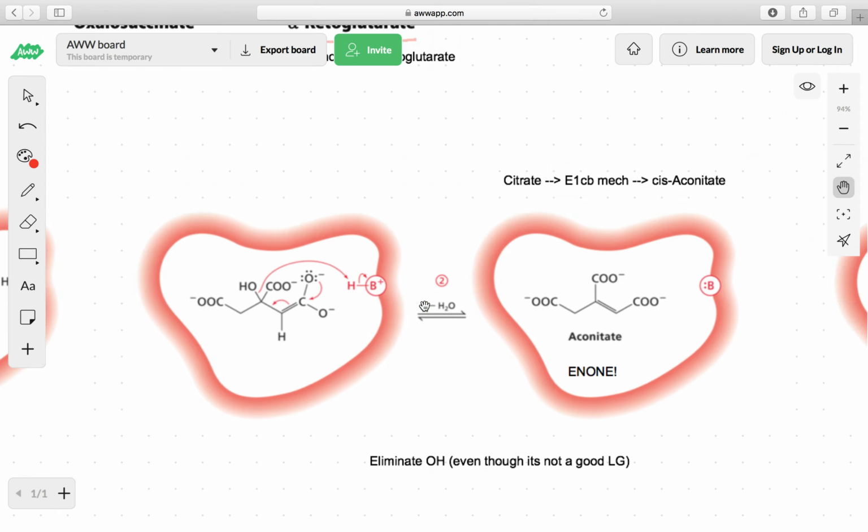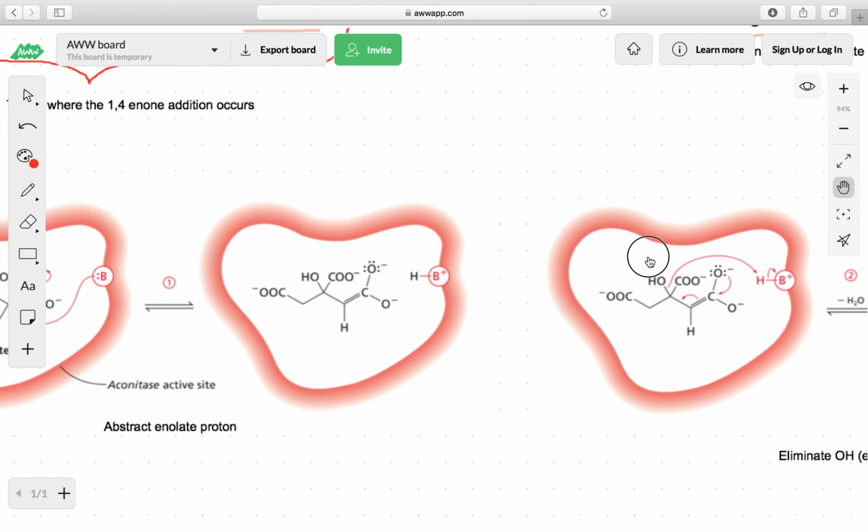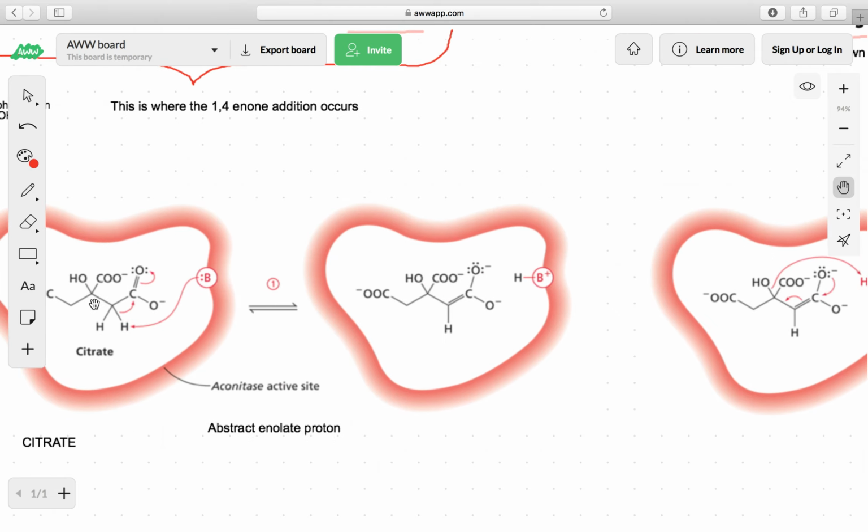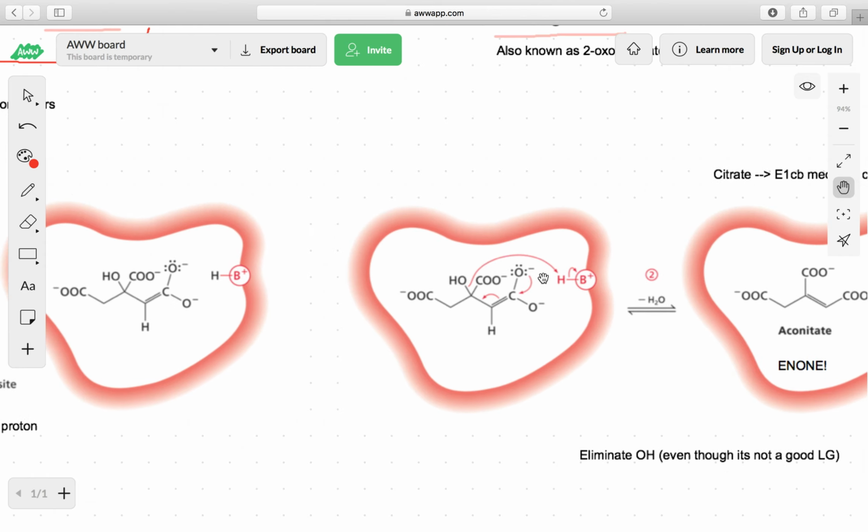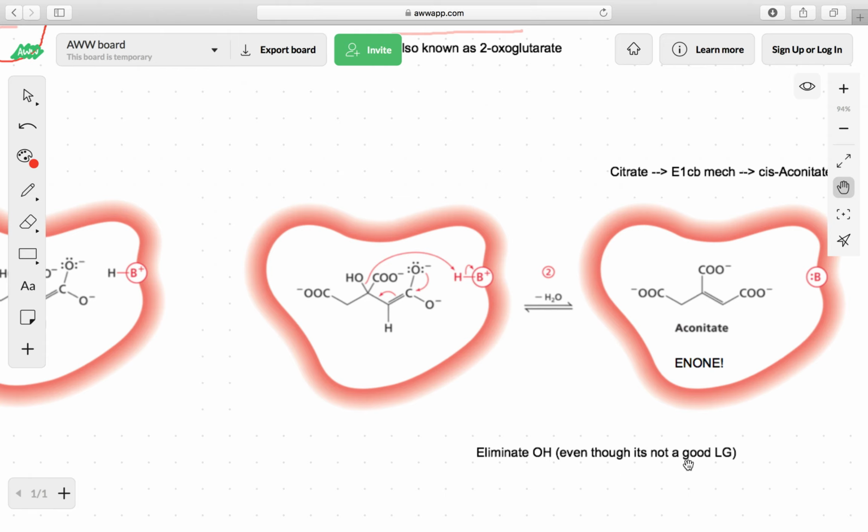And because of that, we form this aconitate. Your professor's notes are missing the word cis here, because this is a cis double bond. So we form cis-aconitate through an E1cB mechanism. What happens first is we deprotonate the alpha carbon, and then this carbanion is used to kick off this OH, even though it's not a good leaving group.